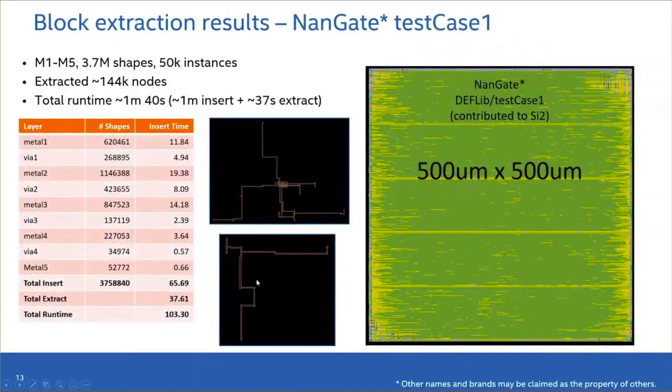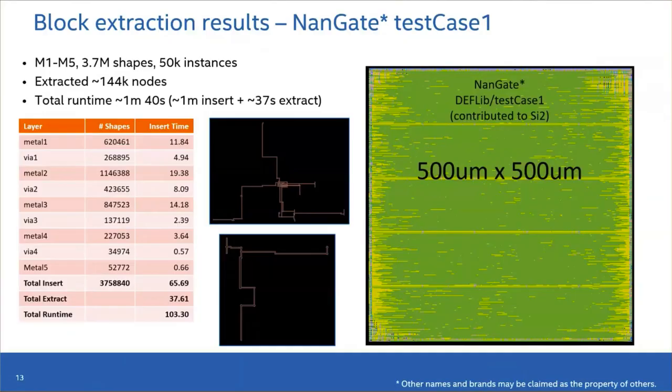I had shared this example previously, about a year or so ago, when we were still working on the code. There was another NAND gate contribution for a larger block, a 500 by 500 micron block with about 144,000 nets, 50,000 instances, and a total of 3.7 million shapes. And it took about 1 minute and 40 seconds.